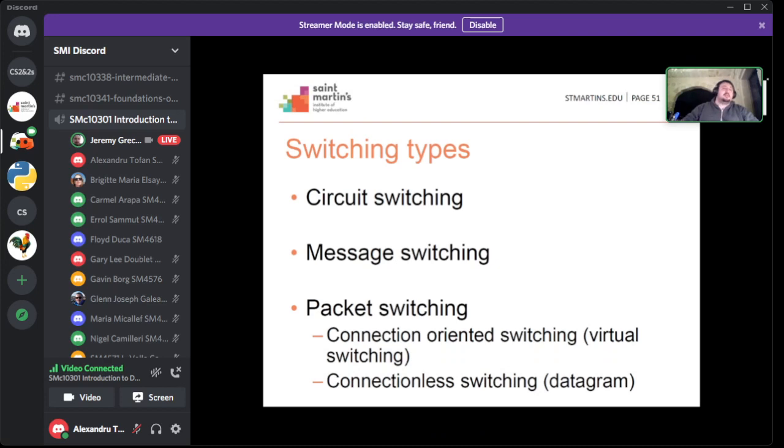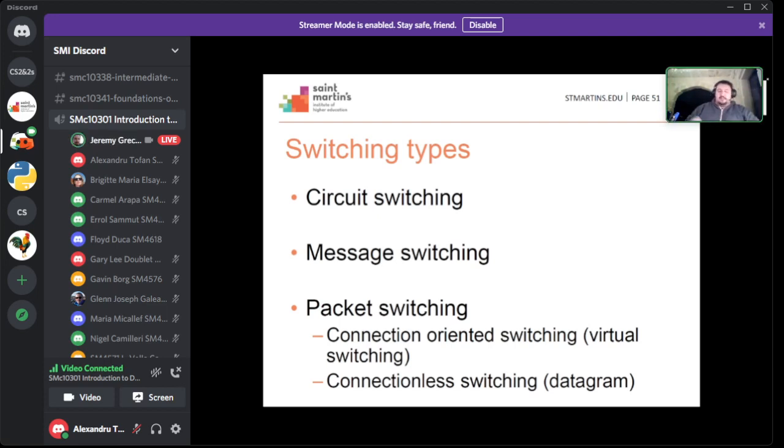Circuit switching is kind of like how you dedicate a particular network for the duration of the entire communication, kind of like how the old-timey telephones used to work. You would literally reserve a circuit from sender to receiver for the duration of the communication, and then terminate it once that communication has finished. That is known as circuit switching. Another type of switching is known as message switching.